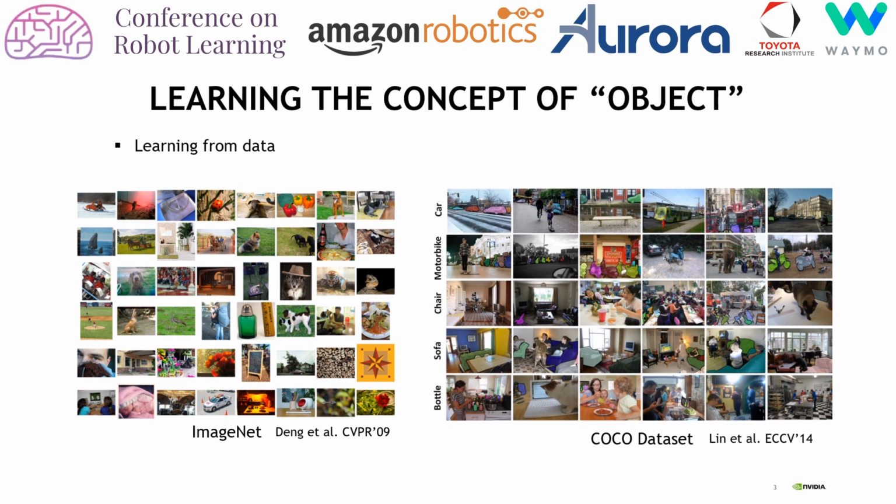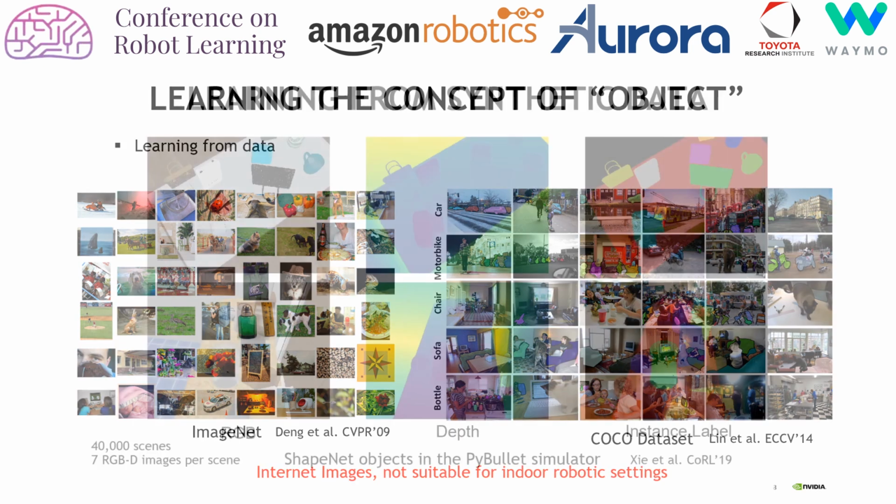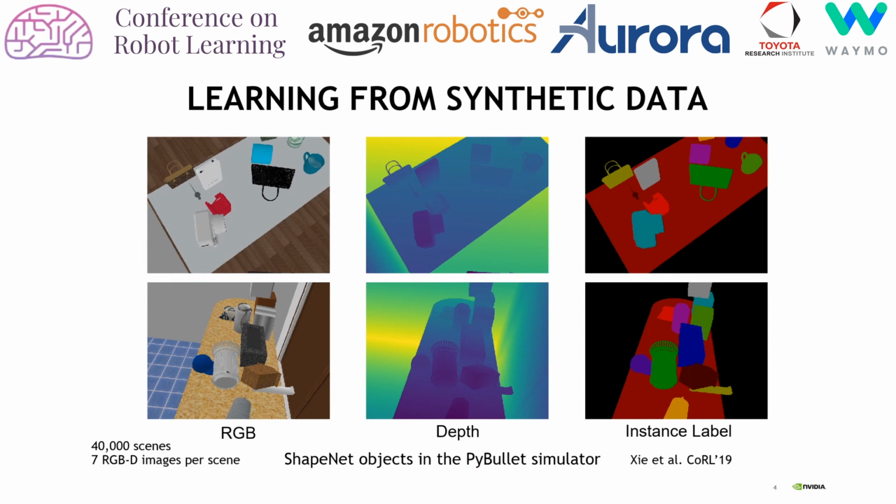However, the large-scale datasets in the literature, such as ImageNet and COCO, consist of internet images. They are not suitable for indoor robotic settings. Therefore, we resort to using synthetic data for learning the concept of objects. For example, we can generate a large number of images using ShapeNet models in a physics simulator, but in this case, we need to deal with the sim-to-real gap.